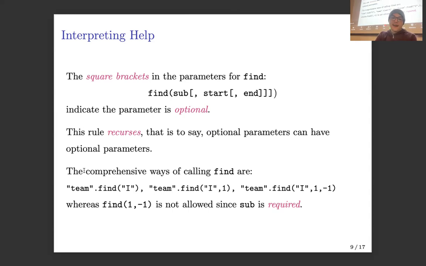So I can find "i" in "team". That's fine. I can find "i" in "team" starting from 1. That's also fine. I can try to find "i" in "team" starting from 1 and ending at -1. That's also fine. But I can't say find from 1 to -1, because this first position was required.